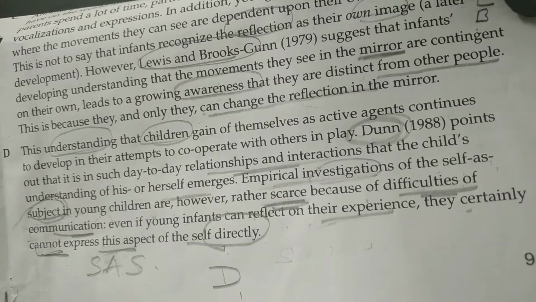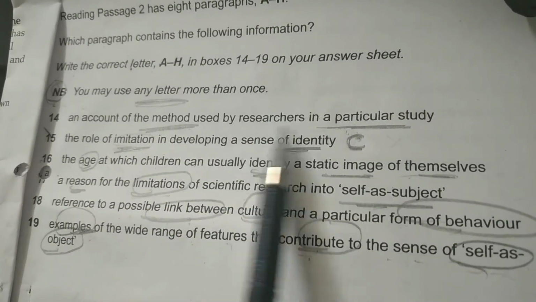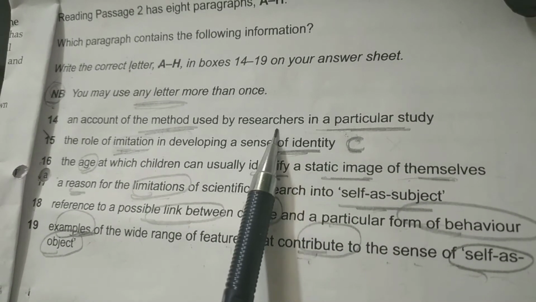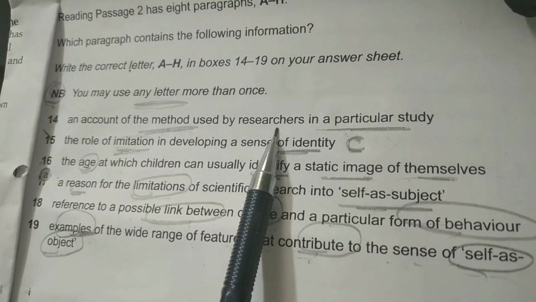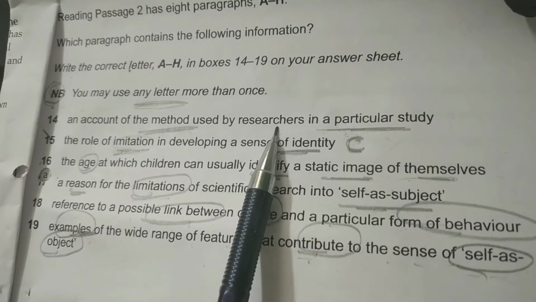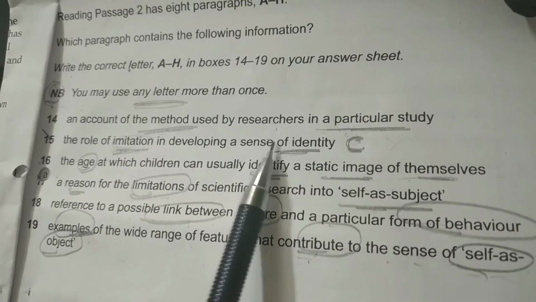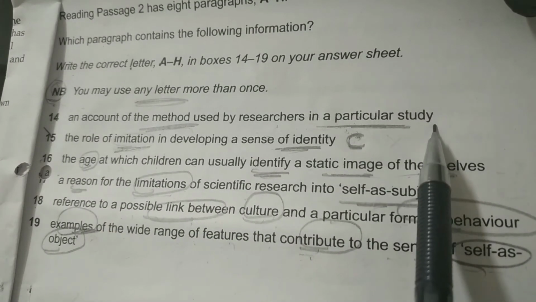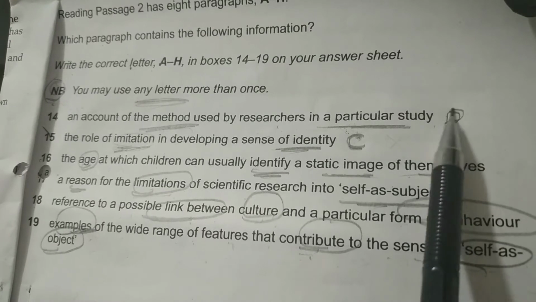Now let's go to the questions. An account of the method used by researchers in a particular study. Yeah, of course the study was going on, investigation was going on, but there was no mention of any kind of method. But if you feel even one person, just write it down by the side of the question that yeah, ma'am, D can be the answer. No problem, just write it down.